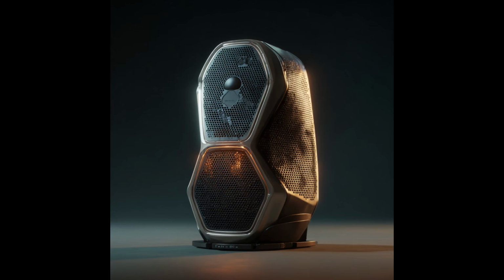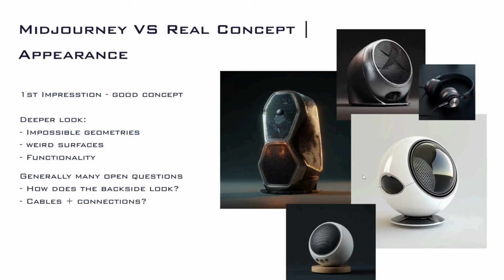But if you take a deeper look, you quickly notice that there's just some things that are not right. There's impossible geometries. We have weird surfaces that twist and bend, and transitions that are not realistic. But also, just in terms of functionality, some things don't make any sense at all. In general, these images create a lot of open questions when you take a deeper look at them. For example, how does the backside look?